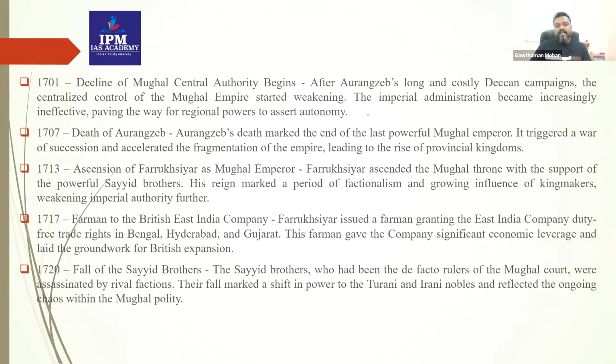Now, in 1701, the decline of the Mughal central authority begins. So the Mughal decline or disintegration starts in this particular time period only. After Aurangzeb's long and costly Deccan campaigns, the centralized control of the Mughal empire started weakening. Very important, because he spent a lot of time, energy and money, and they were financially drained only for these Deccan campaigns, because they were facing a lot of resistance from the Deccan region. So it was not easy for them, and they had to spend a lot of time and money. So this actually weakened the empire.